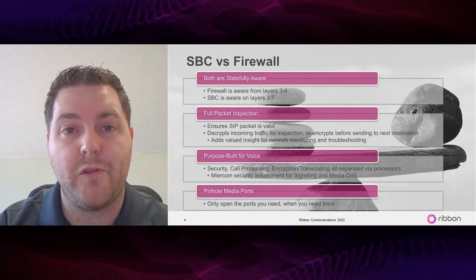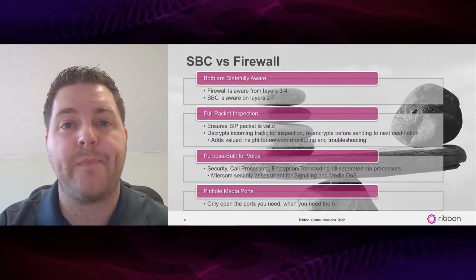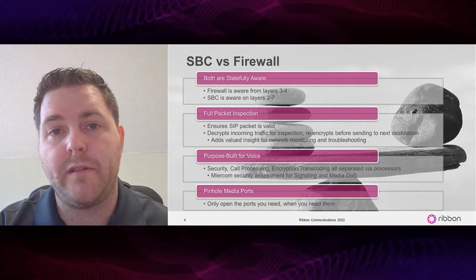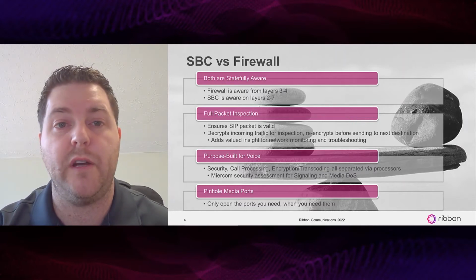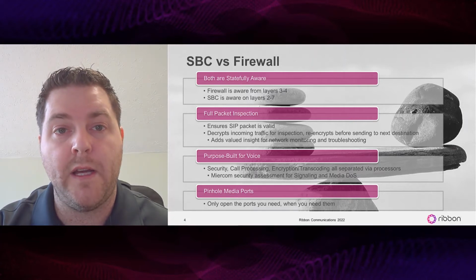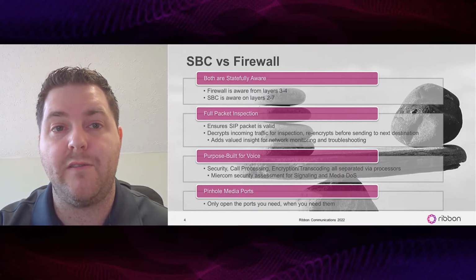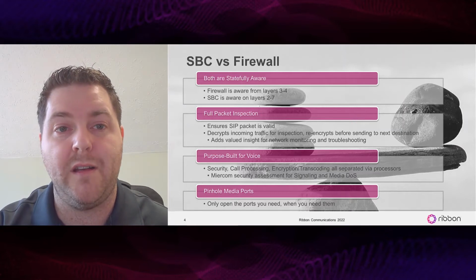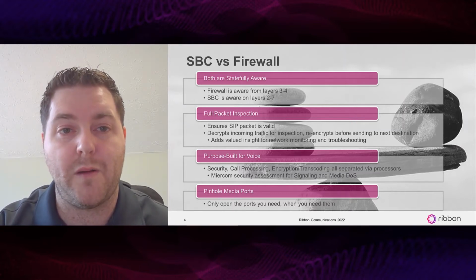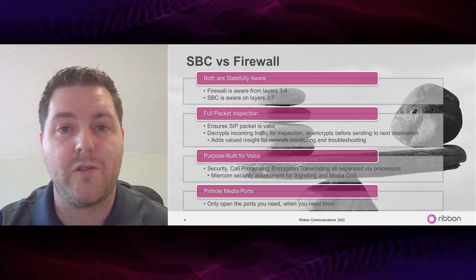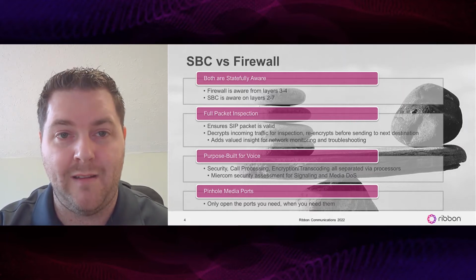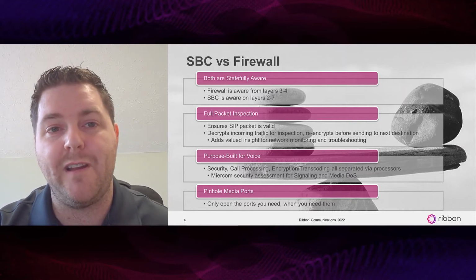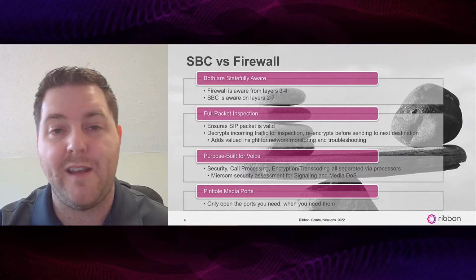More of where session border controllers and firewalls are different are in how they operate. So they're both statefully aware, but the standard network firewall is operating on layers 3 and 4, while the SBC is operating on layers 2 through 7. The SBC is also doing full packet inspection on real-time communications traffic. This is an important differentiator between the two because the firewall is typically going to receive a SIP packet and see that the header says SIP and it's coming in on the correct port and let it through. The session border controller is going to look at the header information in that SIP packet and determine that it's a valid SIP packet. It's then going to terminate that leg and reinitiate on the leg to the next hop.